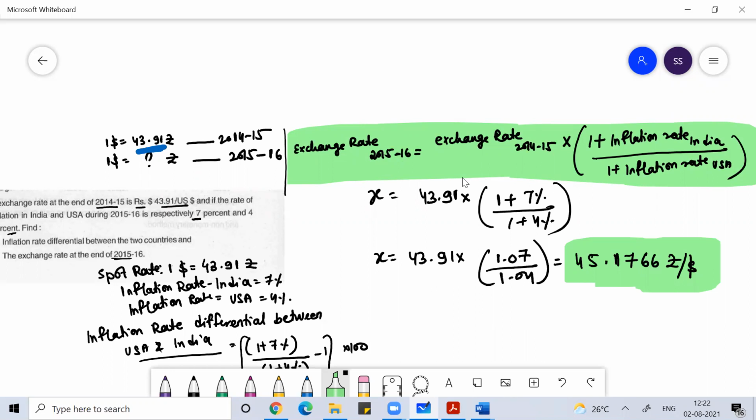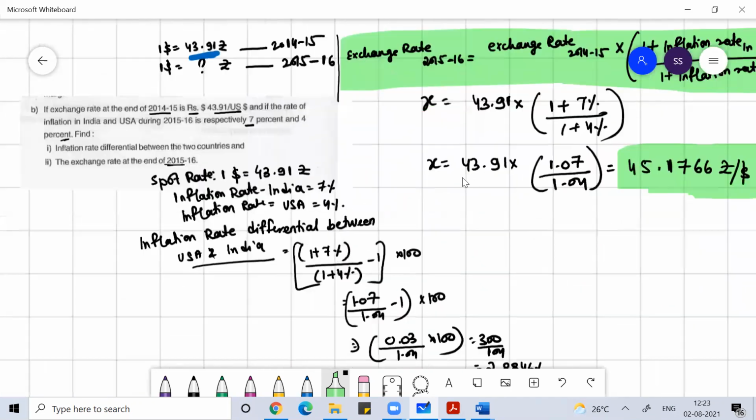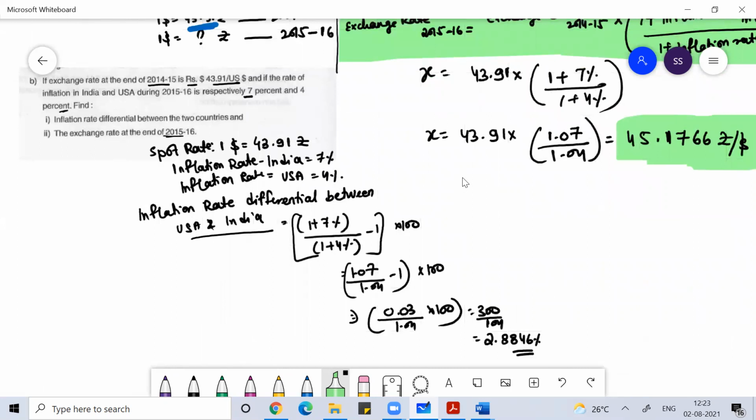Anyone, any doubt? So every year you will get questions like this. Every year you will get a question like this. Very common question. Anyone have any doubt? So easily we found the inflation rate differential between the two countries. And then on that basis, we found the exchange rate between the two countries.